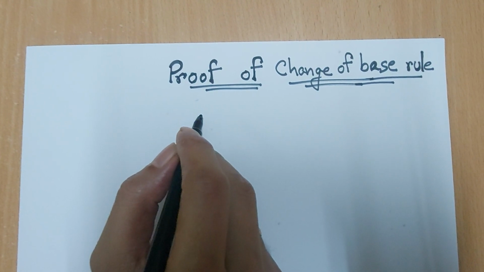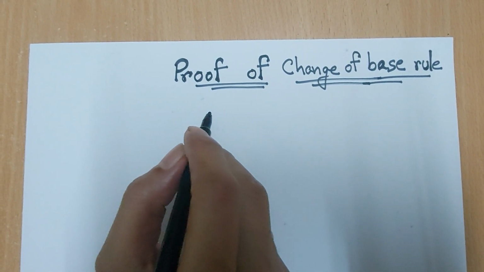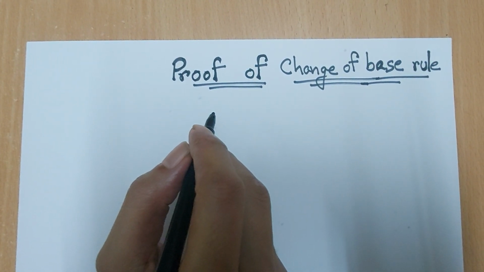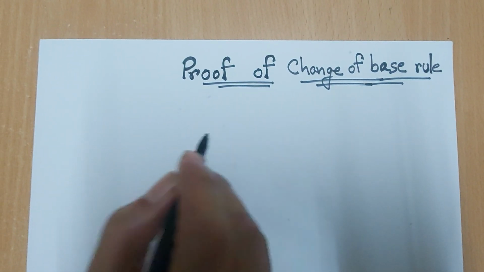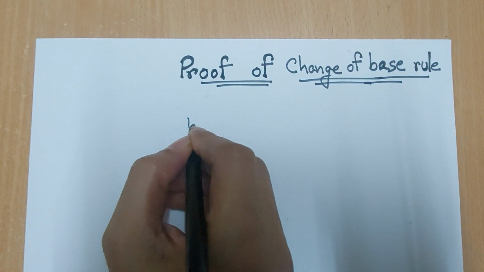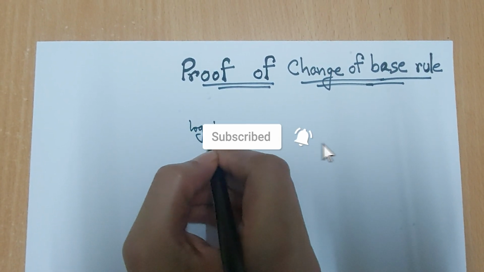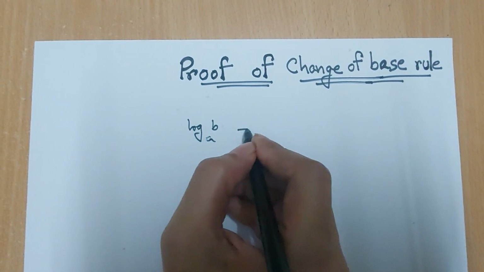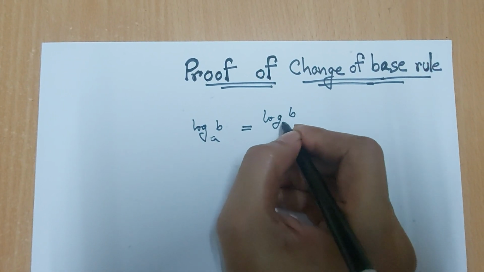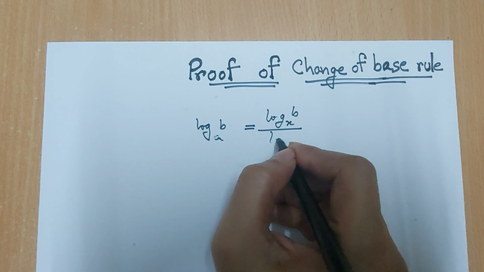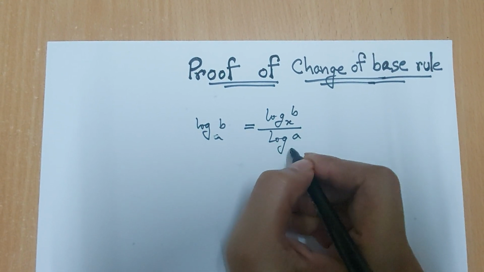In the last video, we already learned about the base changing formula. So today I am showing you the proof of this rule. The rule says we can write log b to the base a as log b to the base x over log a to the base x.